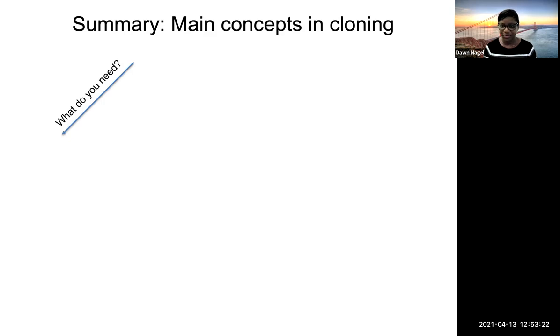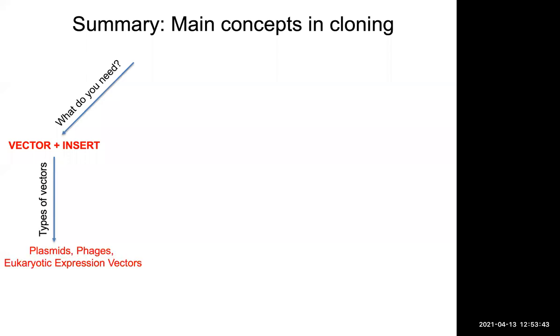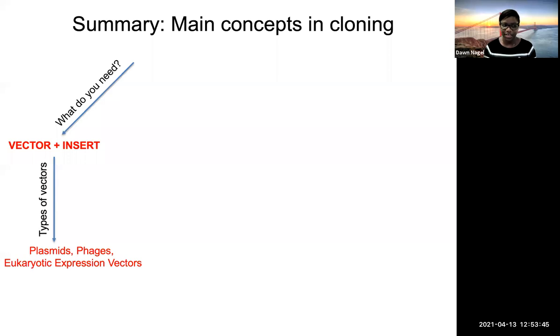You need 2 things, if you're going to clone a piece of DNA into your plasmid. So I'll help you to start here. You need a vector and an insert. What are some of the types of vectors that you might be interested in? Viruses and plasmids. Exactly. So you have plasmids, your phages, the bacteriophage, which are those that infect bacteria, or you can have a eukaryotic expression vector.